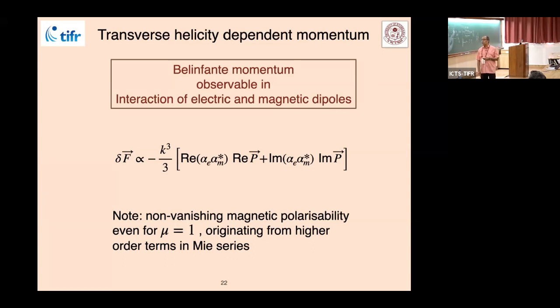Here also the same story. You want to calculate the magnetic polarizability. You do a general Mie expansion. You will see that even for the case mu equal to 1, they originate from the higher-order terms in the Mie series. This is the non-magnetic case. So for the time being, you can assume that both the electric polarizability and the magnetic polarizability are not zero.